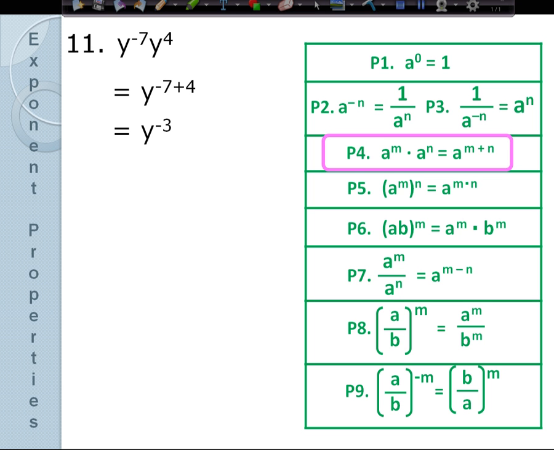Now I'm not finished here because I do have a negative exponent and I still have a property that I can use. So we're going to use property number 2, and we're going to say that that is 1 over y to the positive 3 power. Take a minute, make sure you have that written down before you move on.